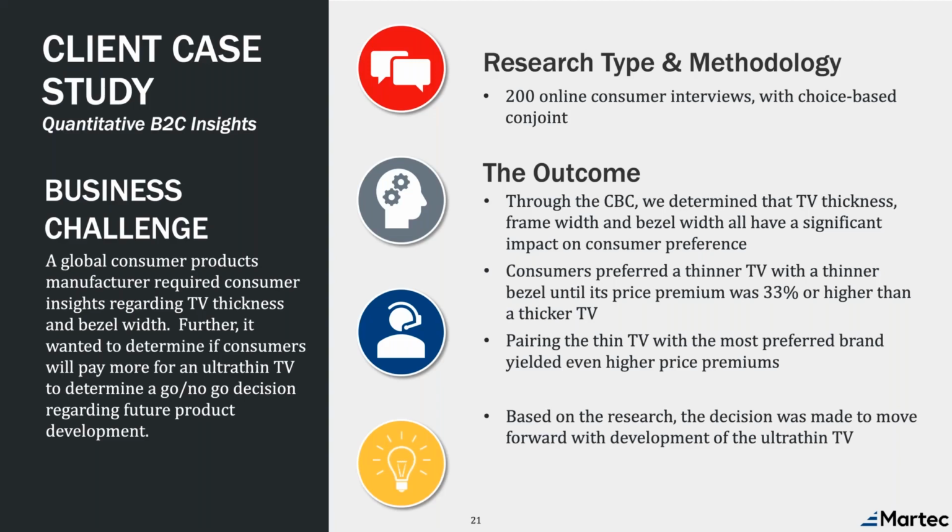So we did 200 online consumer interviews. We used Choice-Based Conjoint, and through it we also did a qualitative section up front to help us design that conjoint. We determined that TV thickness, frame width, and bezel width all have a significant impact on consumer preference. So much so that they preferred the thinner TV, the thinner bezel, up until a point where it had a price premium that was 33% higher than a thicker TV.